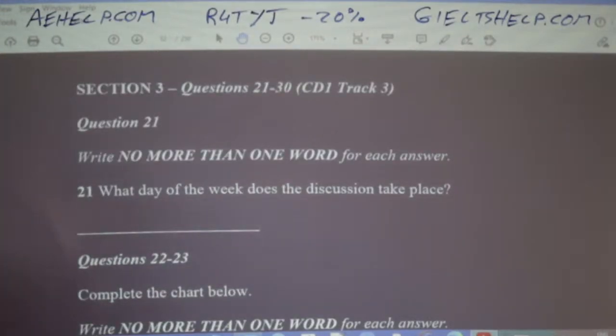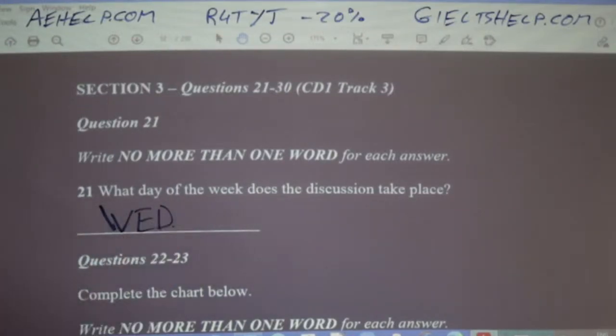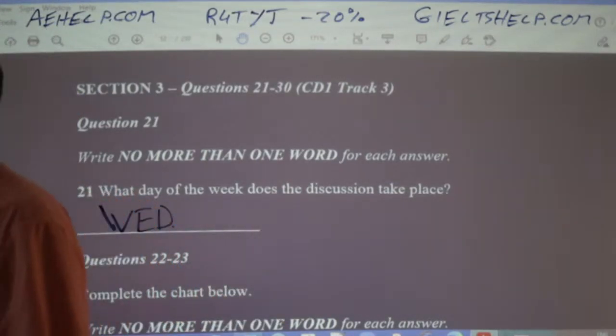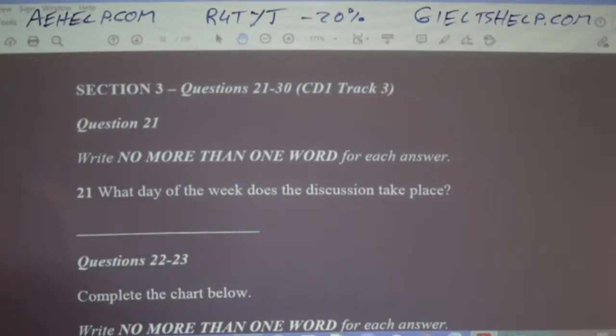All right. So the answer here is Wednesday, and the easiest way to do it is just the short form. Wednesday, like that. Okay, W-E-D. You do not need to write the whole word. You can just write the short form, and that's fine. Use as little time as possible writing so that you can maximize your listening attention. Okay, so Wednesday.